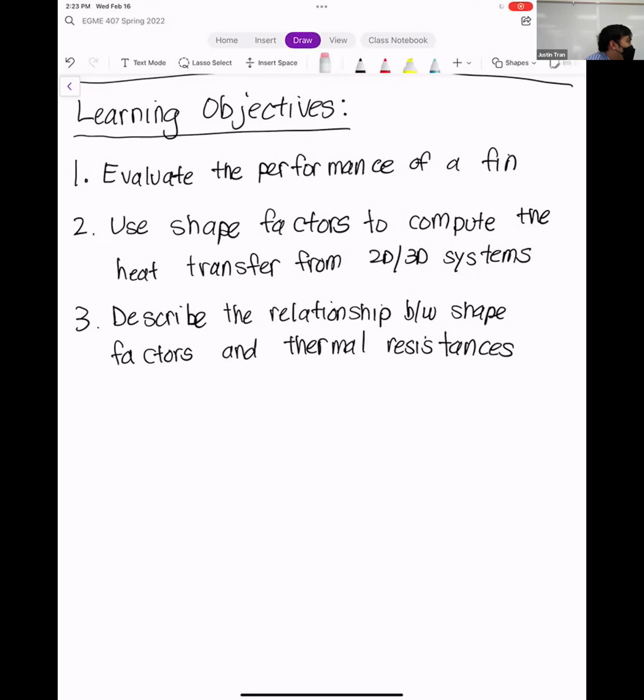But 410 finite elements, I offered that in the fall last year, and so I think I should be teaching that in the fall this year. Okay. Yep.